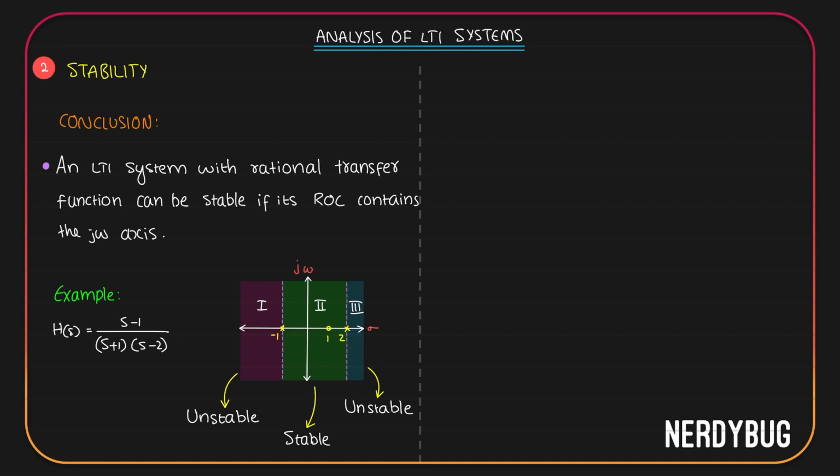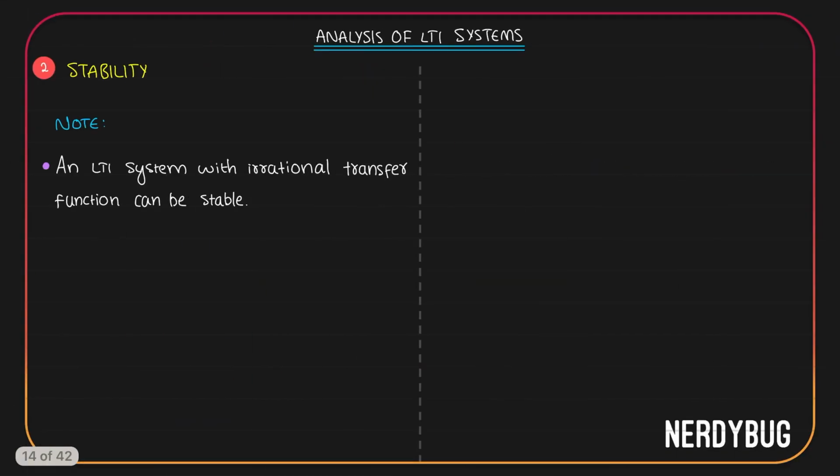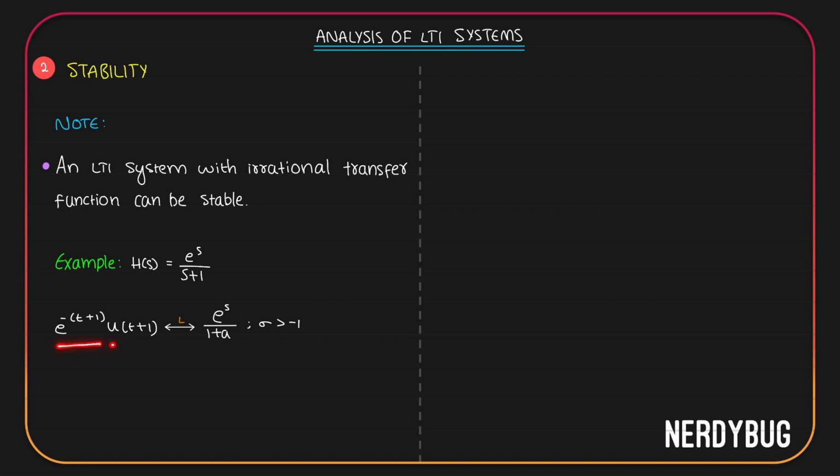An important point to note here is that a system does not have to have a rational transfer function for it to be stable. An LTI system with irrational transfer function can also be stable. As an example, let us take an LTI system whose transfer function is e raised to s divided by s plus 1. This is from a problem we solved before. We saw that it is the Laplace transform of e raised to minus of t plus 1 u of t plus 1, and its ROC is sigma greater than -1.